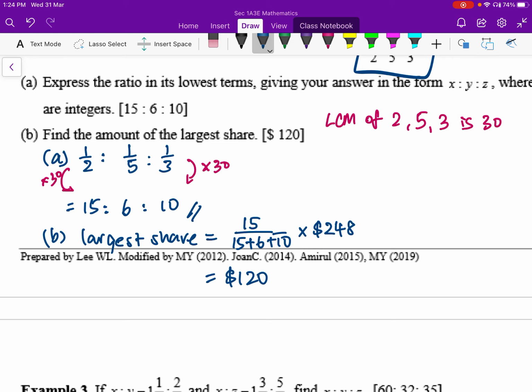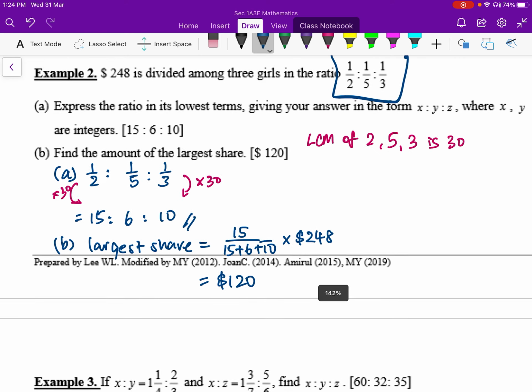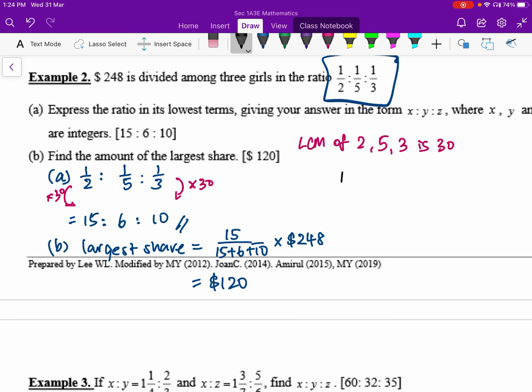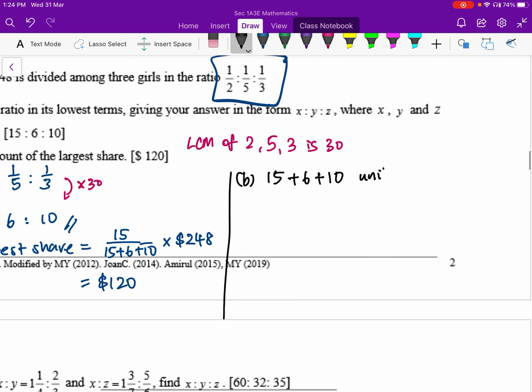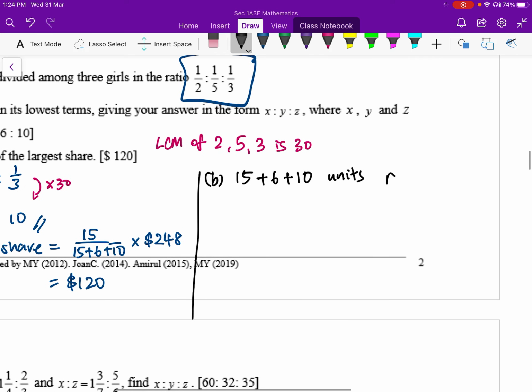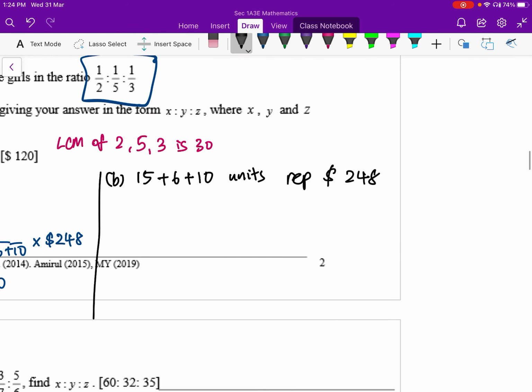But you notice that I don't draw things like arrow. I don't write things like U for unit. I don't even write units. Okay? In this first presentation. Now the other presentation could be something that you'll find familiar. So just put it in black on the right hand side for part B. You can say things like 15 plus 6 plus 10 units. Okay, this is where units come in. Represent $248.